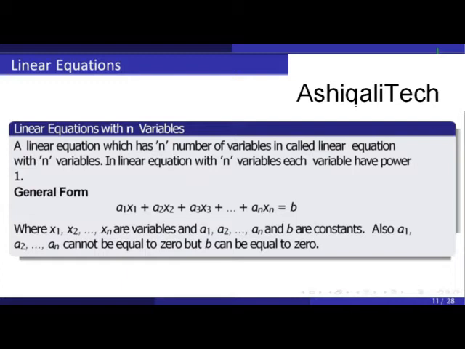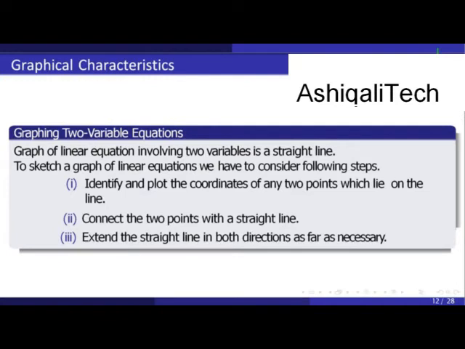So the general form of linear equation is given below: a1x1 plus a2x2 plus a3x3 plus so on up till anxn is equal to b, where x1, x2 up till xn are variables and a1, a2 up till an and b are constants. Also, a1, a2 up till an cannot be equal to 0, but the constant b can be equal to 0. Now we see the graphing two variable equations.